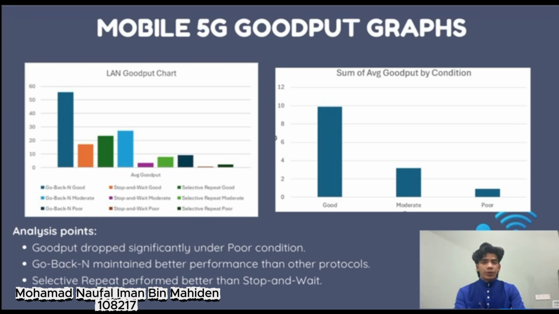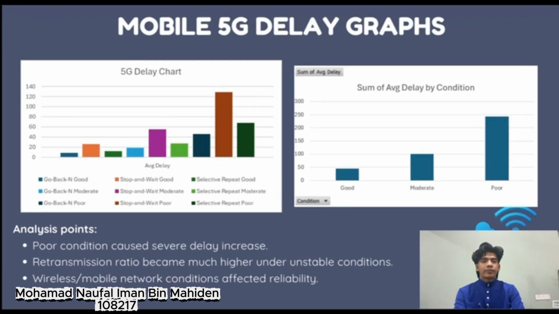Next, looking at goodput, which measures actual useful data successfully delivered to the application layer, we see an identical trend. Goodput drops drastically in poor conditions because high packet loss forces frequent retransmissions, consuming available channel capacity. Once again, Go Back N proved its resilience by maintaining the highest useful data delivery rate. Meanwhile, selective repeat outpaced stop and wait, which remained highly inefficient due to its constant idle waiting times.